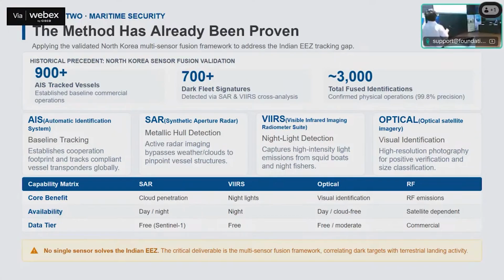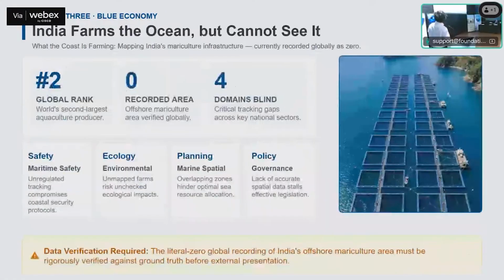This is the idea, and these are the benefits, availability, and the data diet with the AI. So with this complete system of using multiple technologies like SAR, VIIRS, and optical, we plan to monitor all the dark fleets that are operating in the Indian Ocean region. And then this is the second problem.